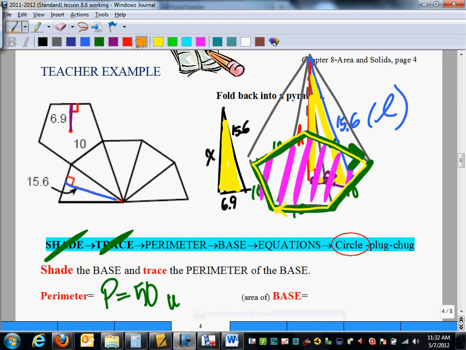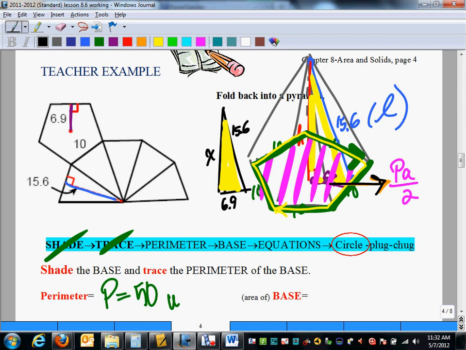Now your base, guys, you've got to know your area equations, because base means area of. That's perimeter times apothem over 2. Perimeter times apothem over 2. You've got 30 seconds until I call on someone. Find the area of the base.